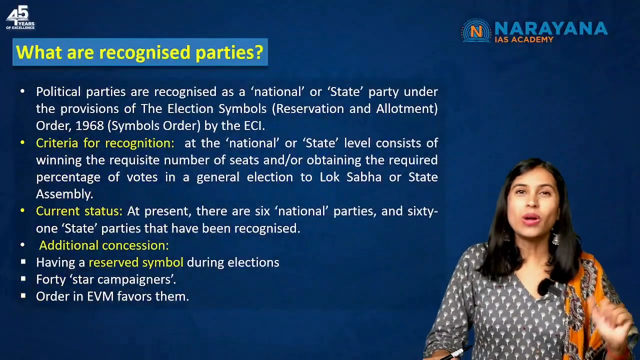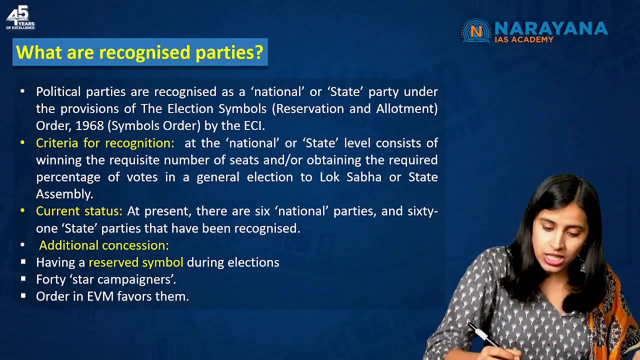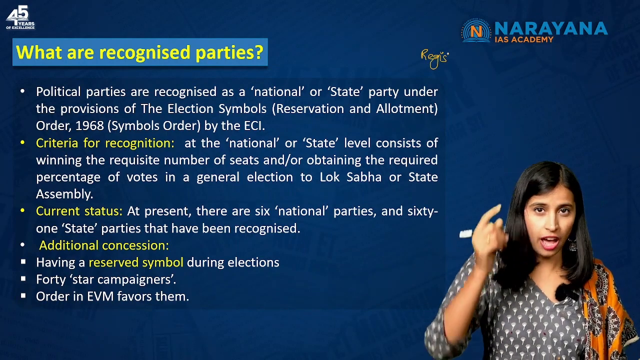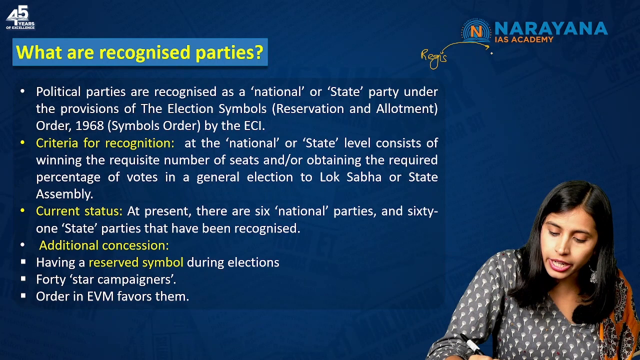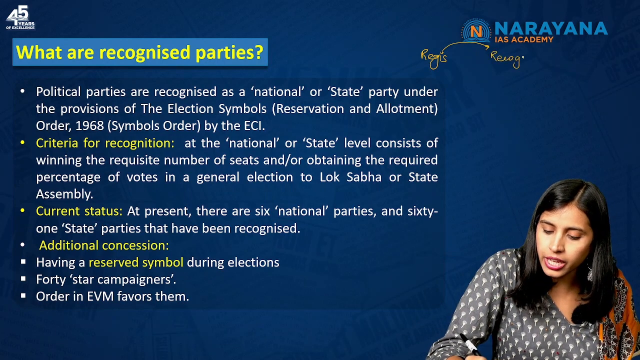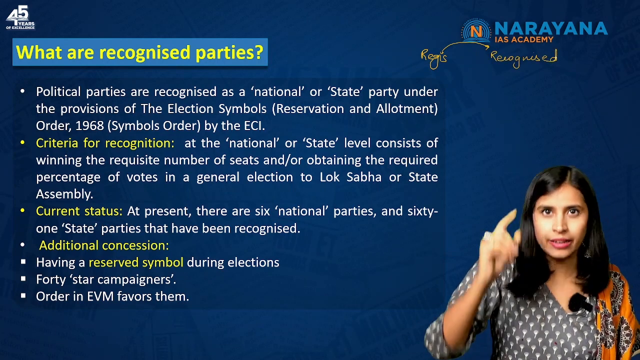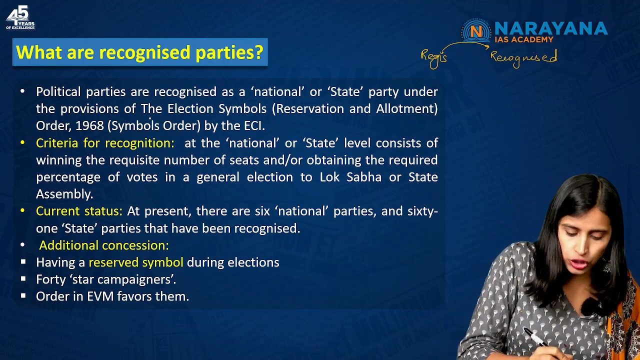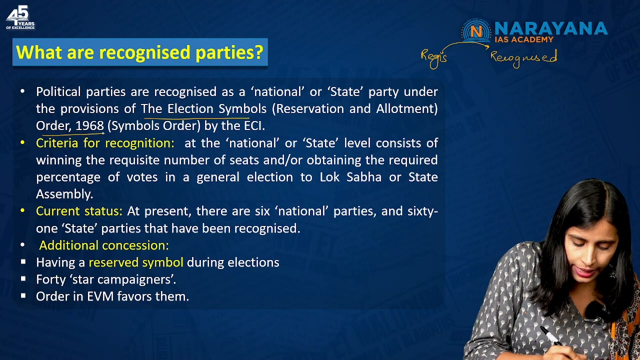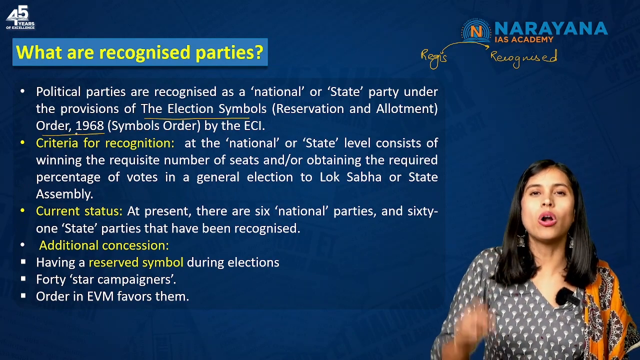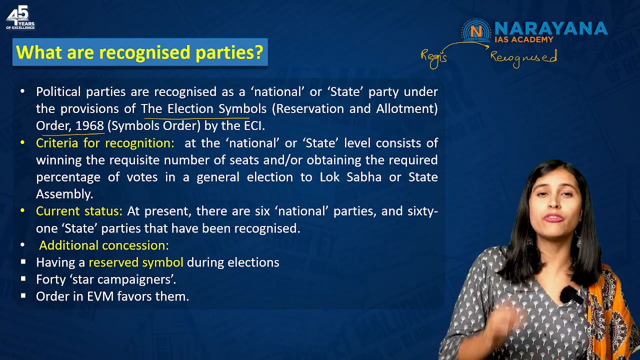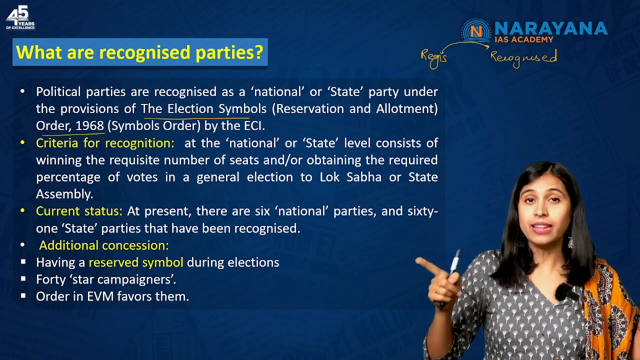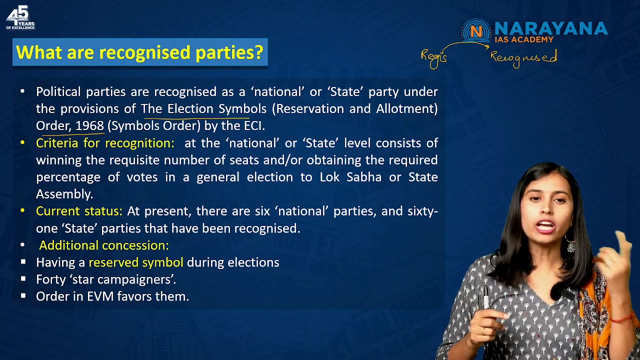Okay. Now, what are recognized parties? Since most parties have to be registered if they are contesting an election, a registered political party can convert into a recognized political party if they fulfill certain criteria set by the Election Commission of India under the provisions of the Election Symbols Order 1968. The Election Symbols Order 1968 is responsible for recognized political parties. So there are two different acts for the registration and the recognition of political parties. Now, what are those criteria?